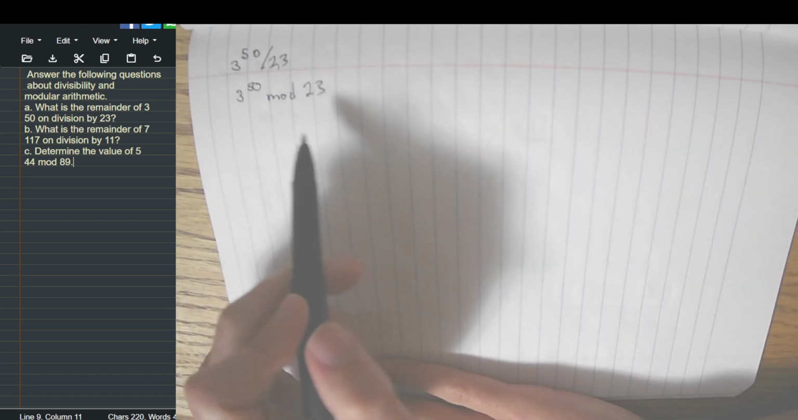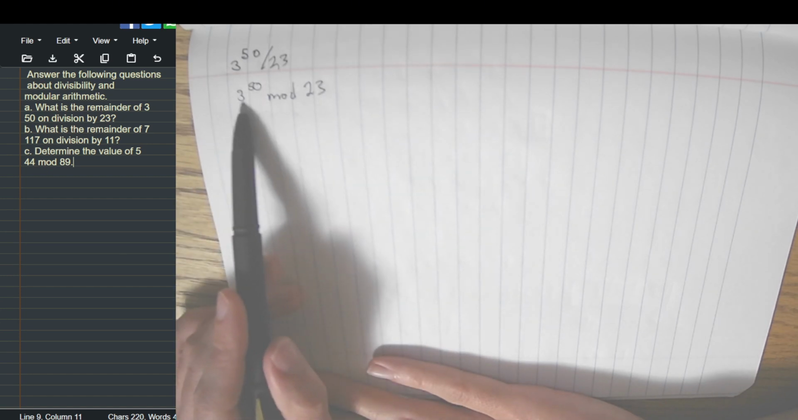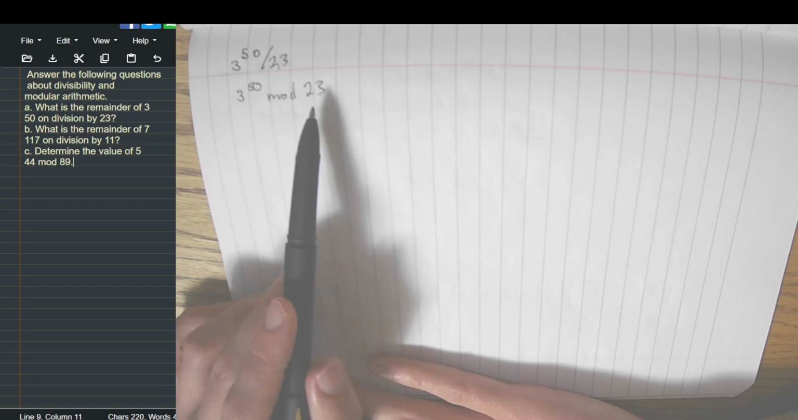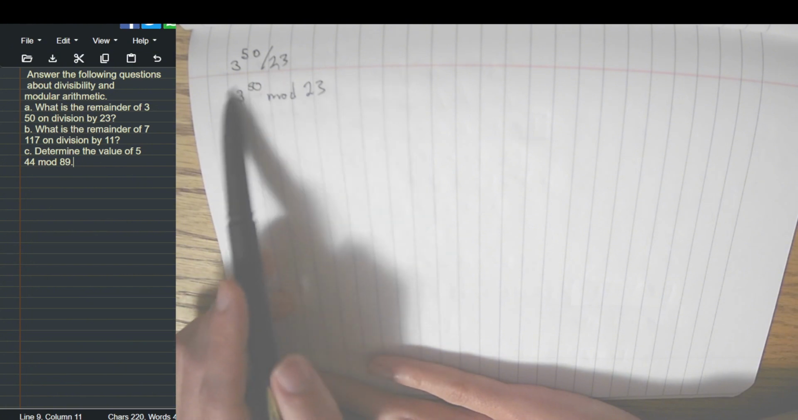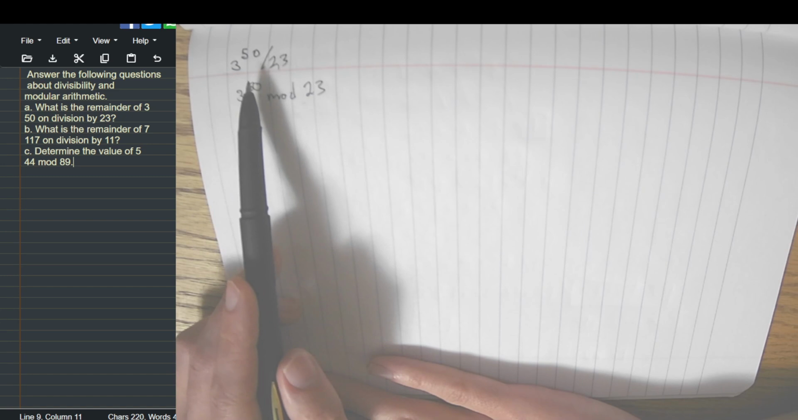Now, we can't use the exact same property that we did before, where we did mod 23 of the base and then raise that to the power of 50, then did mod 23, because we just get back to this exact same equation again, right? 3 mod 23 is 3 to the power of 50 mod 23. It's the exact same thing. So what we can do instead is, I believe it's called binary expansion. We rewrite the exponent in terms of base 2.